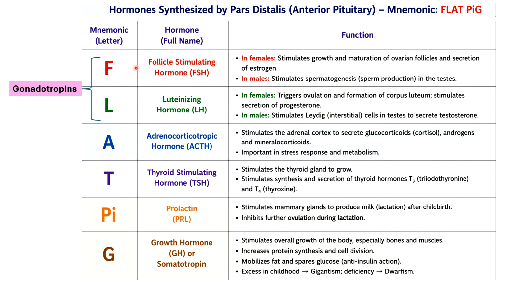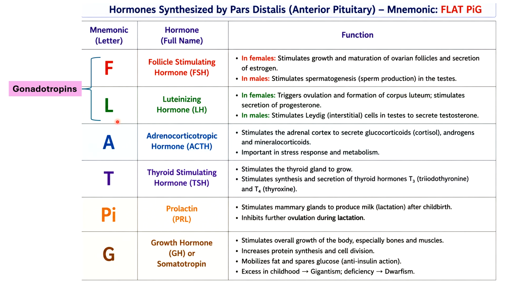So F here is follicle stimulating hormone. What does it do? In case of females, it stimulates the growth as well as maturation of ovarian follicles, and the secretion of an important female hormone, that is estrogen. If you see the males, then FSH stimulates the formation of the sperms, or causes spermatogenesis in the testes.